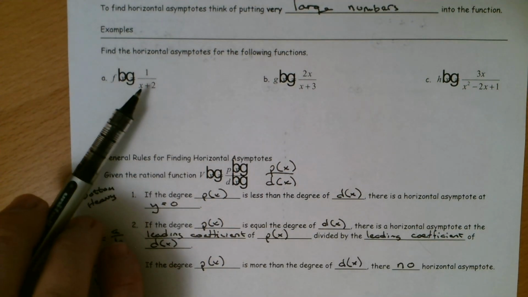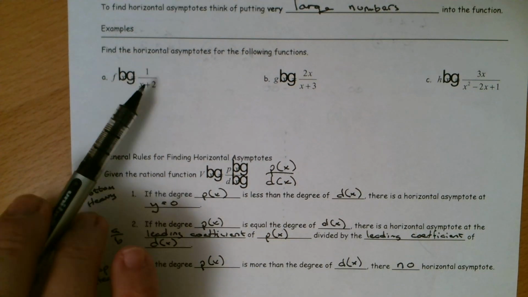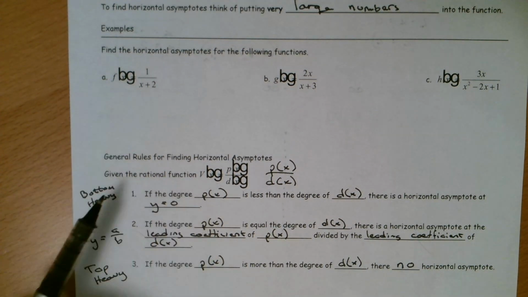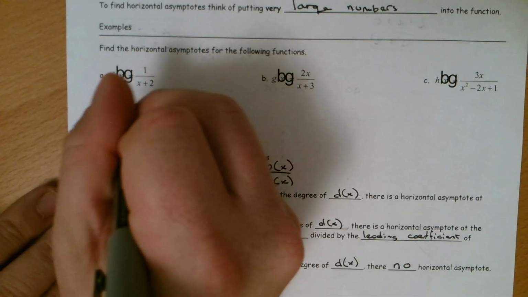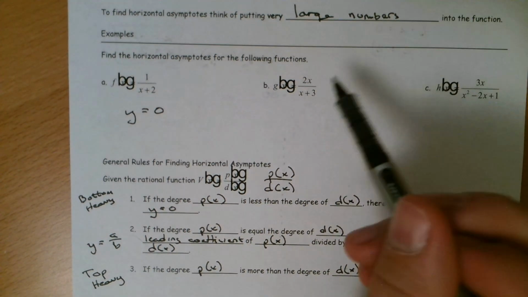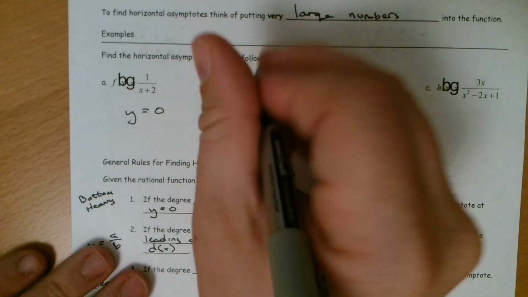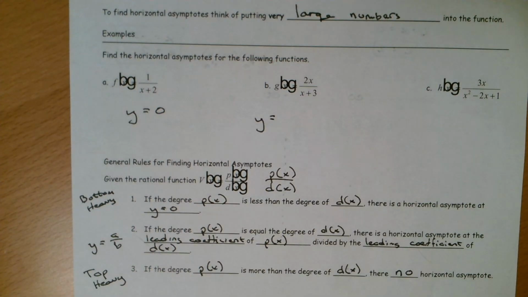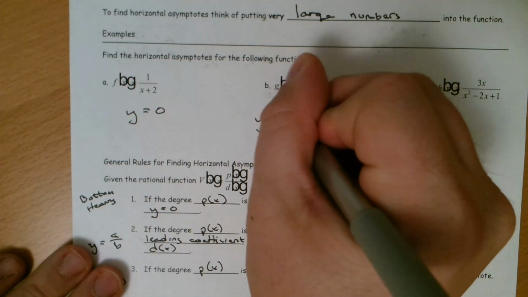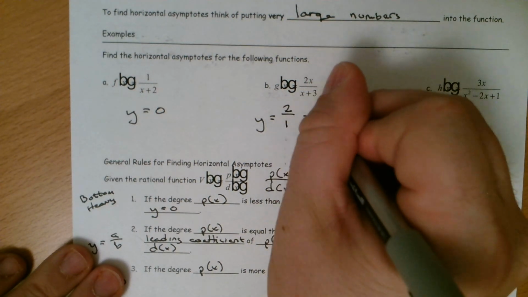So look at these examples, we're like, okay, well, the degree of the top is 0. The degree of the bottom is 1. So this is a bottom heavy. It's automatically y equals 0. Horizontal line, horizontal asymptote of y equals 0. We look at the next one. The degree of the top is 1 and the degree of the bottom is 1. So to get our horizontal asymptote, we take the equation y equals the leading coefficient of the top, 2, over the leading coefficient of the bottom, 1. So y equals 2.